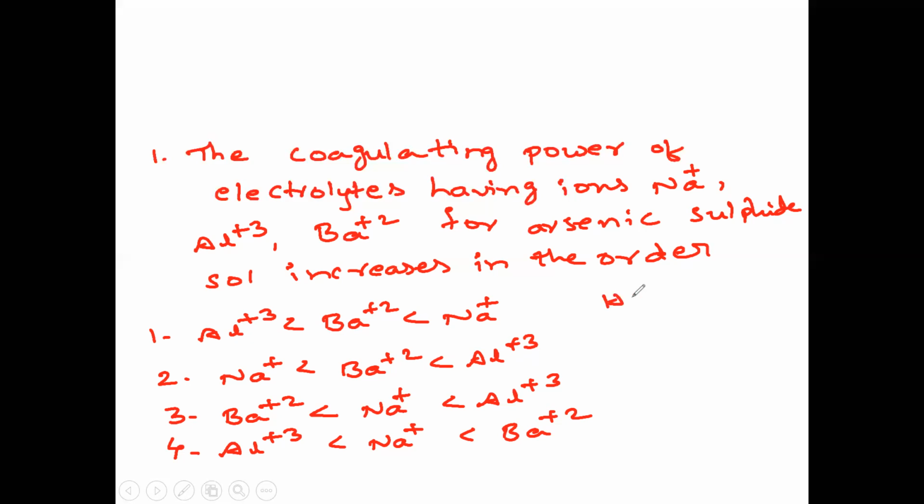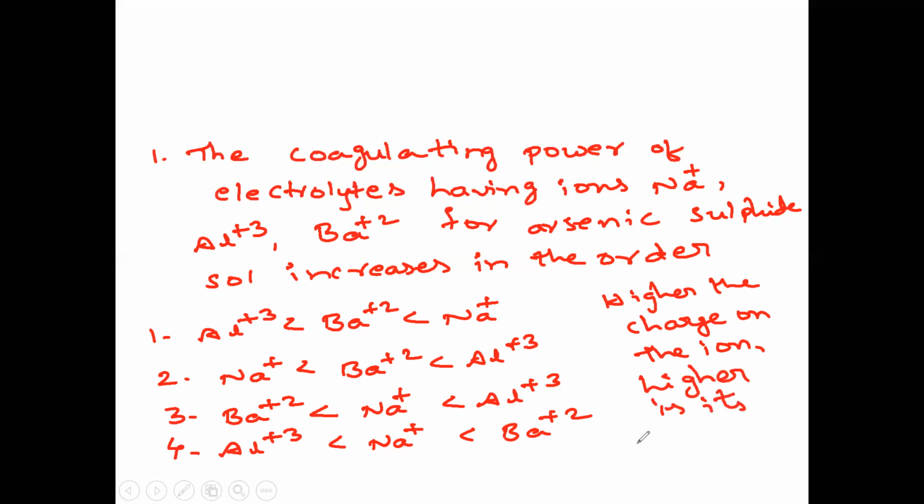Because the higher the charge on the ion, the higher is its coagulating power, either positive charge or negative charge. You can just note down this statement. This question is very, very important, so remember this very important statement: higher the charge on the ion, higher is its coagulating power. So the increasing order of coagulating power is Na+ less than Ba+2 less than Al+3. I hope it is clear.